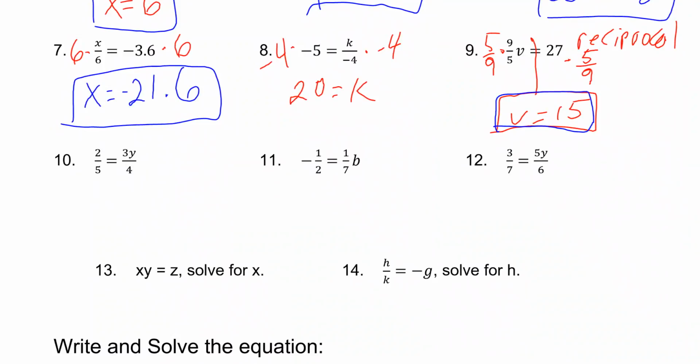Notice how we've got 3y over 4. Well, when it's all grouped together like that into one little fraction, notice how there's no addition signs, no nothing else. It's just 3y over 4. What we can do to get rid of that 3/4 is multiply by 4/3. And that's going to leave us with 8/15 equals y.